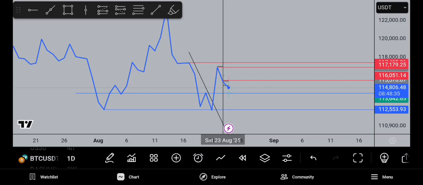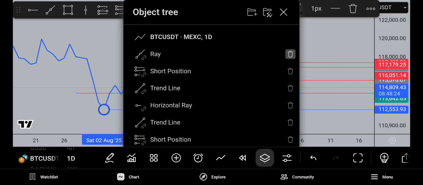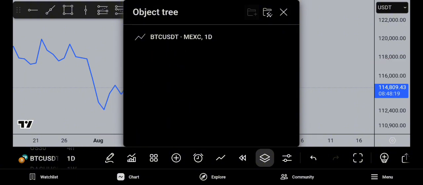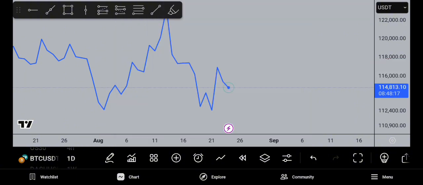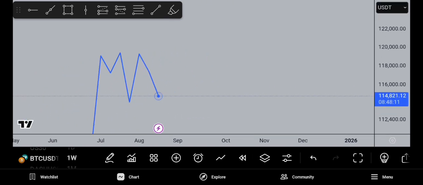Analysis on BTC USDT. Let me just clear this off, so you'll just be seeing a plain chart. Now, currently this is what I do on the weekly and on my normal day-to-day.